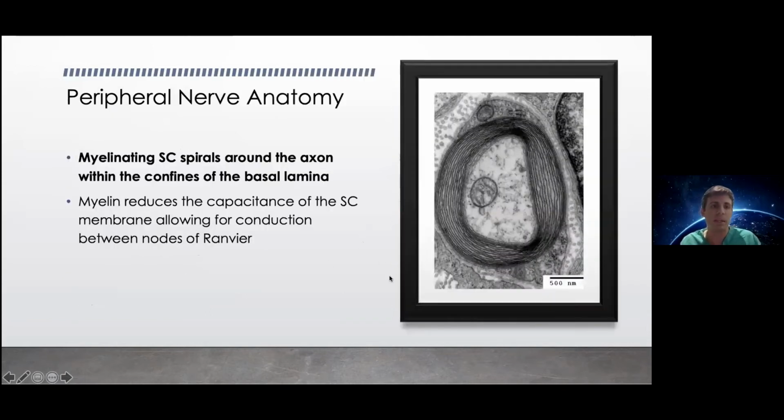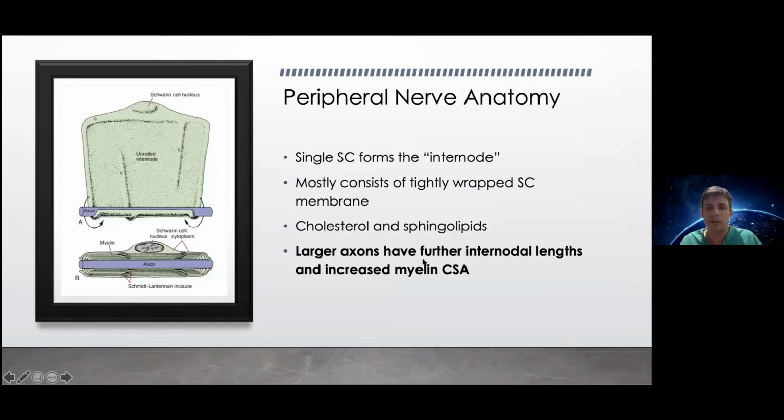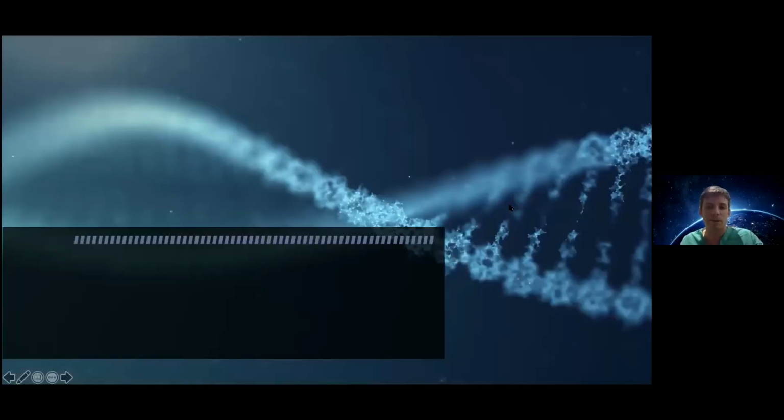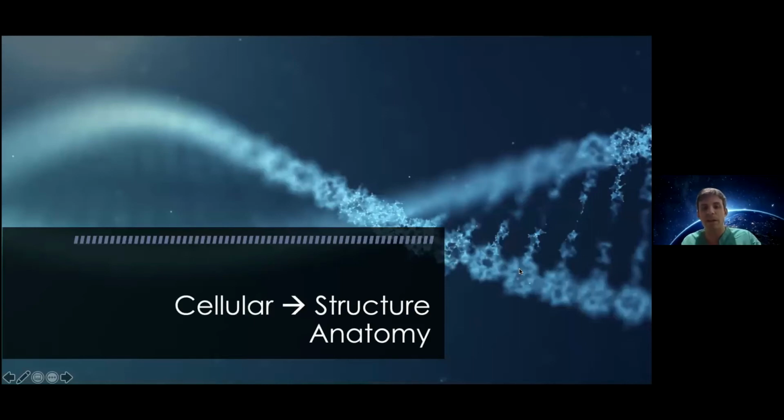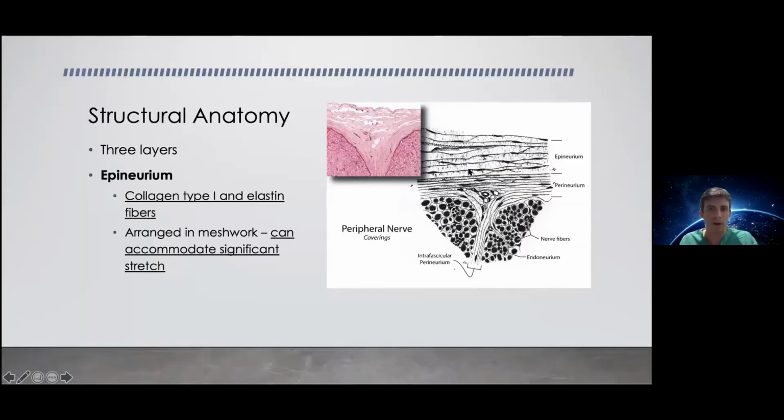Here's a picture of the myelination that occurs within that basal lamina. Larger axons have longer internodal lengths and increased myelin cross-sectional area. So let's go from cellular anatomy to structural anatomy. And as we get more and more into the clinical realm, basically, there's the outer layer, which is epineurium. There's a perineurium and endoneurium.